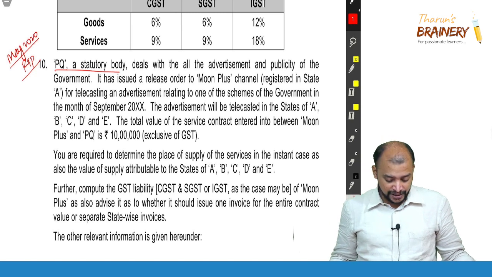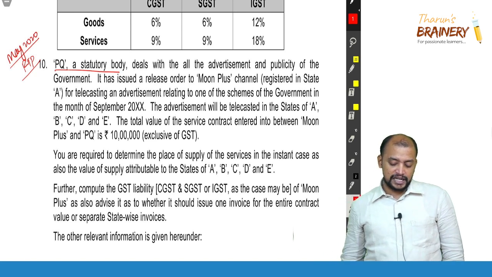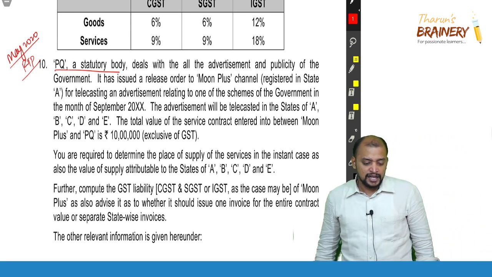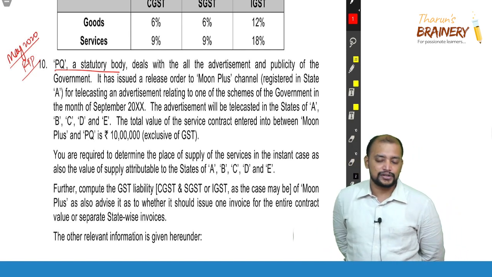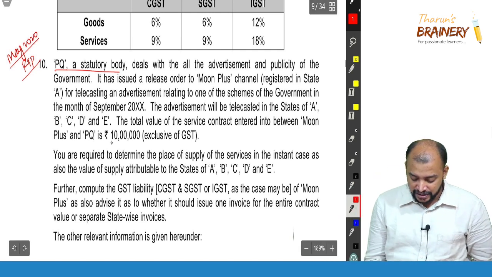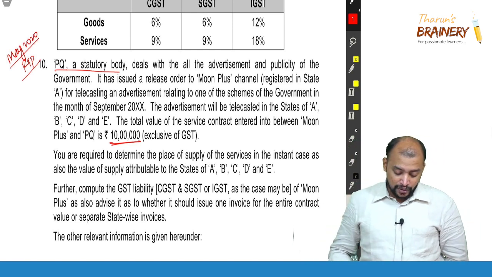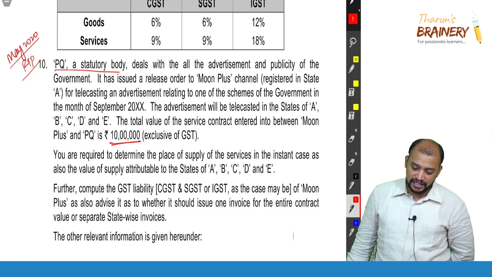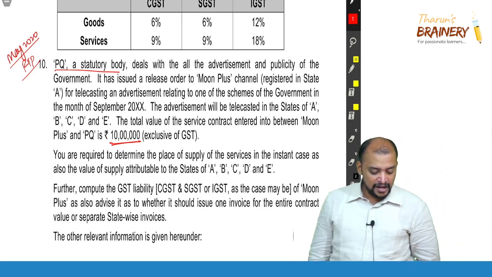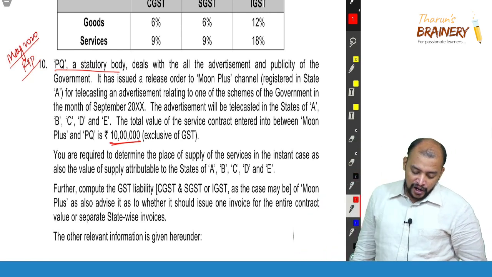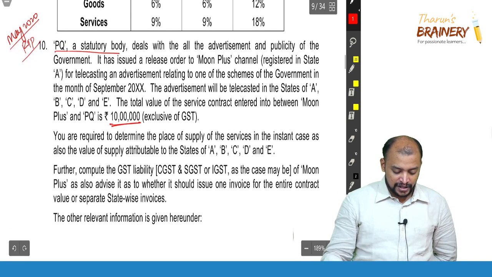Advertisement in where? Television. Relating to one of the schemes of government in the month of September. The advertisement will be telecast in state A, B, C, D and E. The total value of the service contract entered into between Moon Plus and PQ is 10 lakhs. So the total contract price is 10 lakhs. Now this 10 lakhs you need to apportion between 5 states A, B, C, D, E. You are required to determine the place of supply of the service in the instant case, as also the value of supply attributable to the states of A, B, C, D, E. Further compute the GST liability of Moon Plus, as also advise it whether it should issue one invoice or separate invoices.